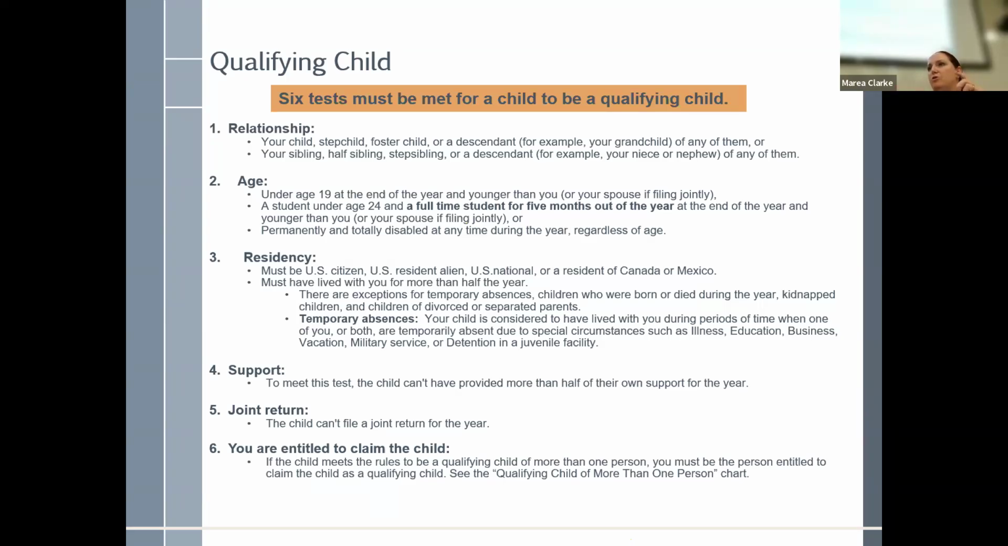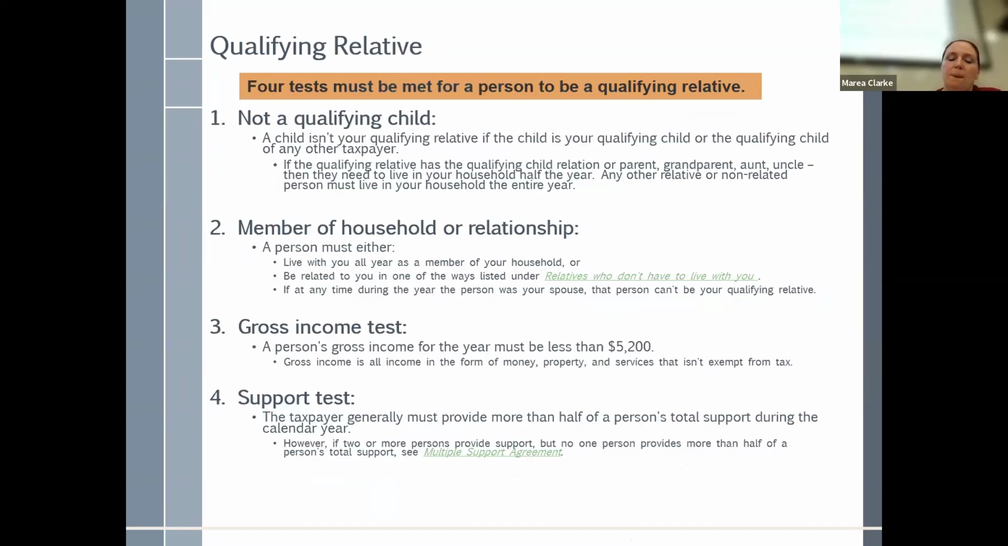In the 4012, there's a really good flow chart to figure out who can be claimed or who cannot be claimed, or who is the right person to claim a child. The good news is this part of the tax law did not really change very much. So our references for this piece of it are still quite valid.